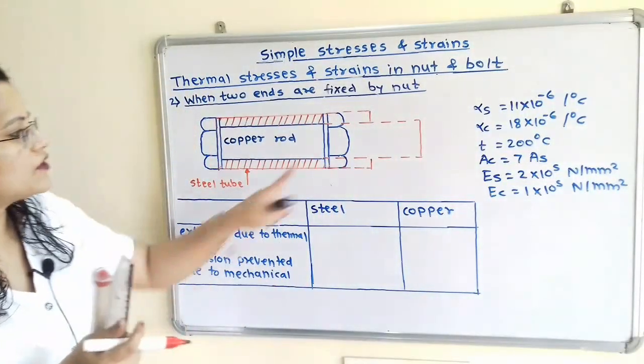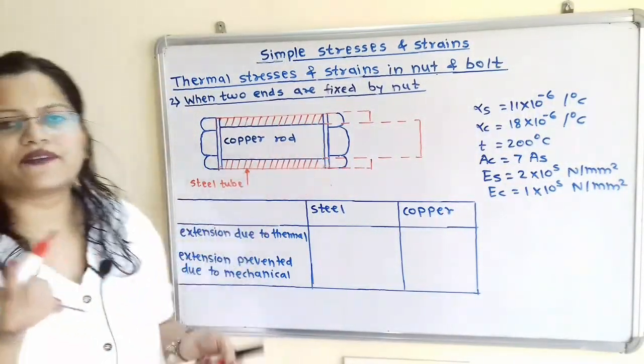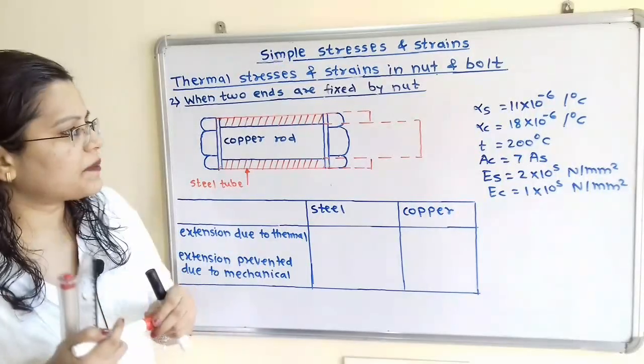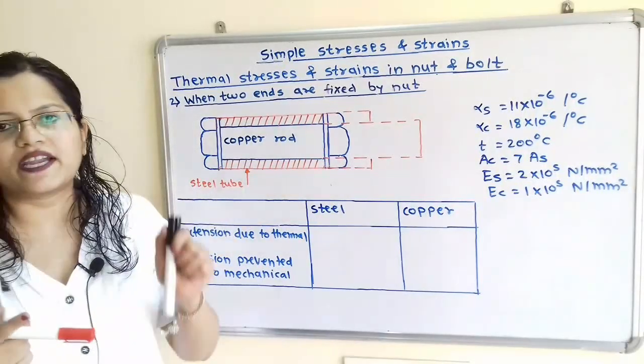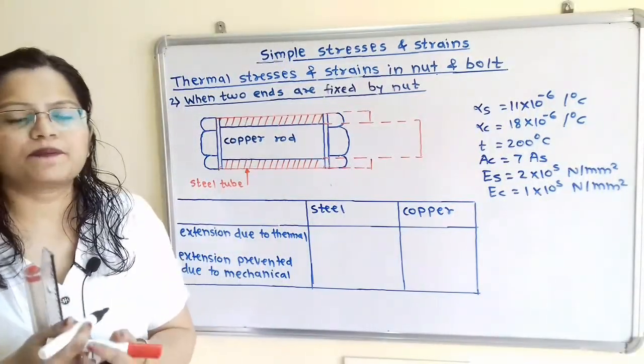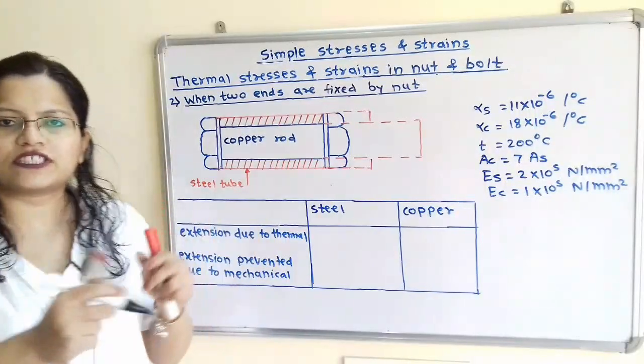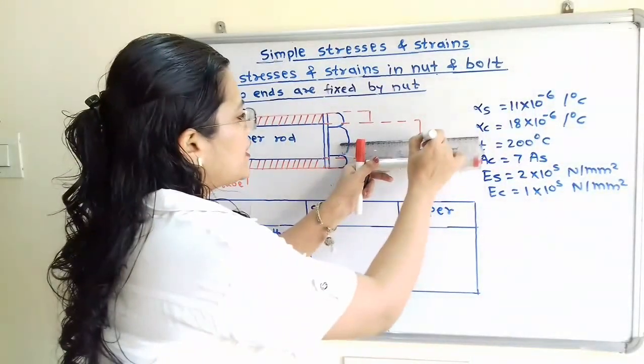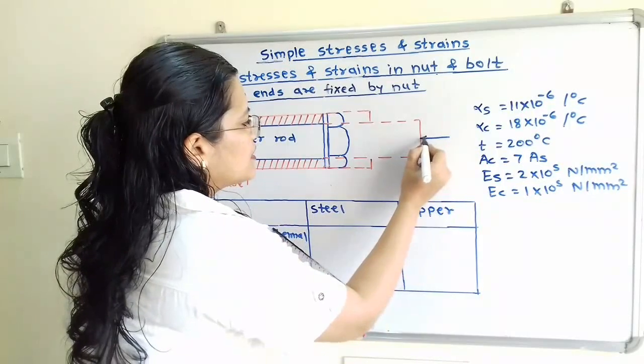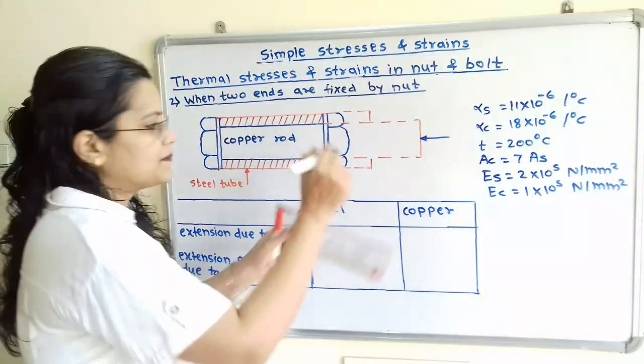Now if we observe, the ends are fixed with the nut and this expansion is getting prevented by the nut. So the force P is applied in the opposite direction. So we will show here the mechanical force applied by the nut.